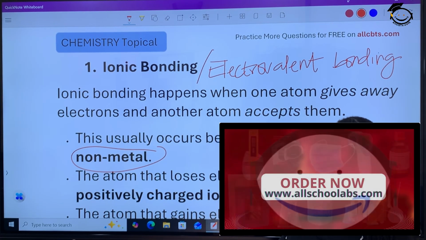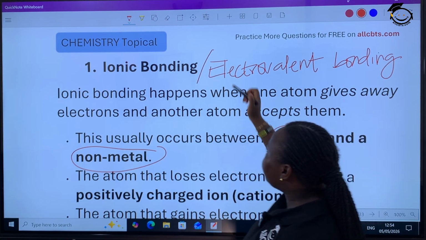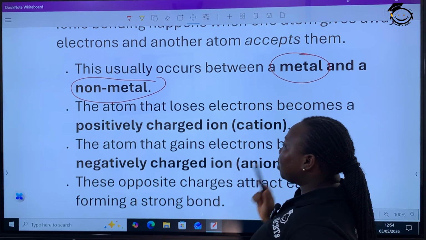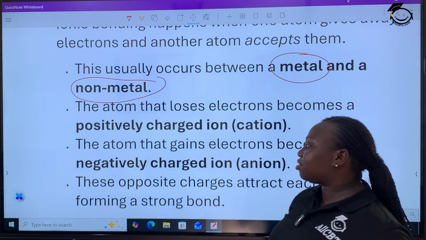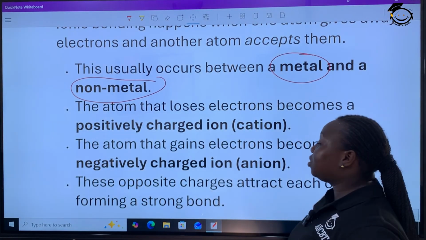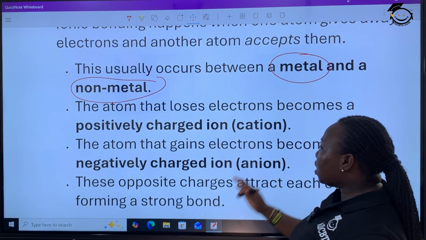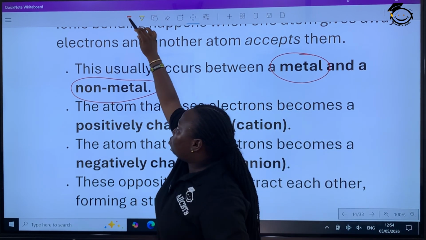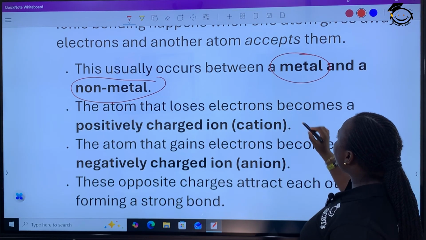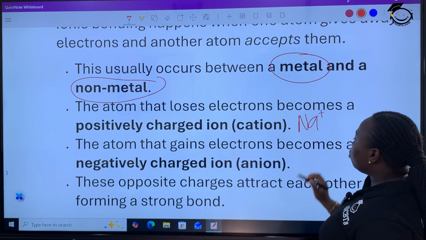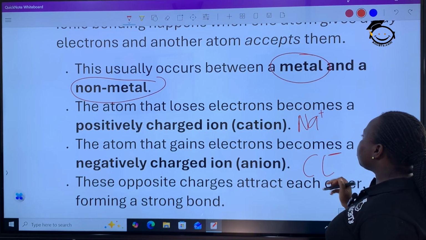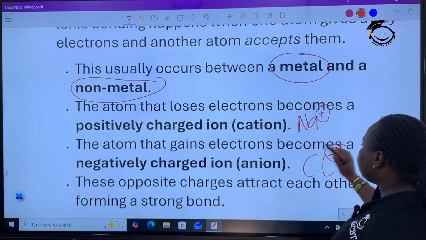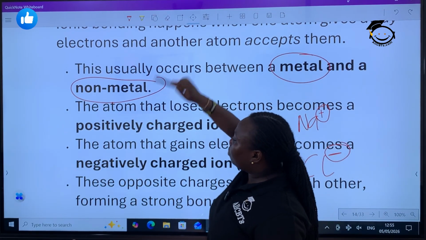The atom that loses electrons becomes a positively charged ion. That is the metal. Look, all metals are positively charged. While the atom that gains electrons, the electron acceptors, becomes a negatively charged ion. That is a cation. For example, now I said sodium and chlorine. Sodium is Na plus, chlorine is Cl minus. This is a cation because that is positively charged. This is an anion, it's negatively charged.